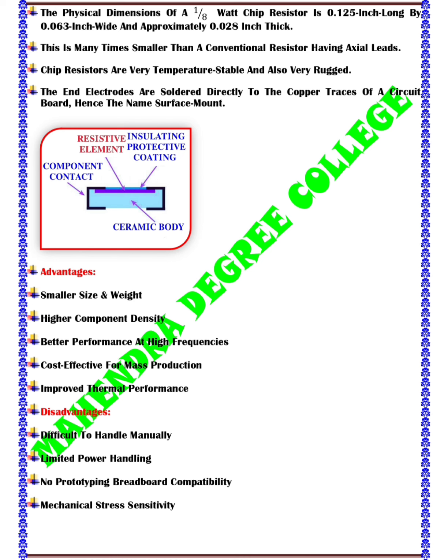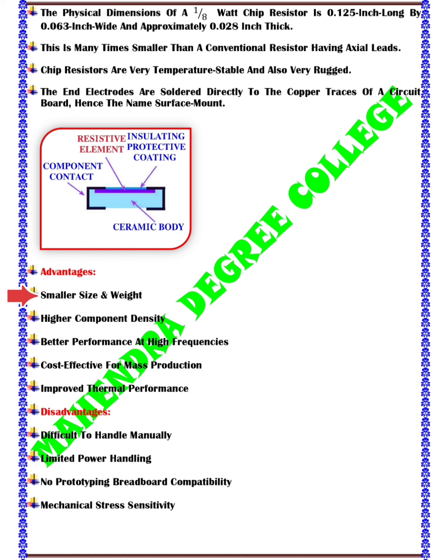0805 indicates dimensions of 0.08 inches, which means 2 mm in length, and 0.05 inches, which means 1.25 mm in width. Next, surface mount resistors offer several advantages over their through-hole counterparts, including smaller size and weight, higher component density, better high-frequency performance, cost-effectiveness for mass production, and improved thermal performance.